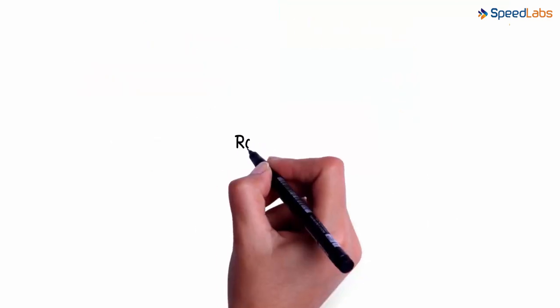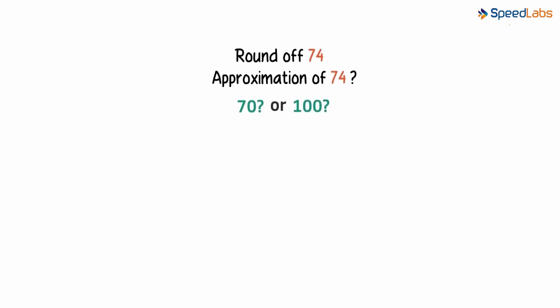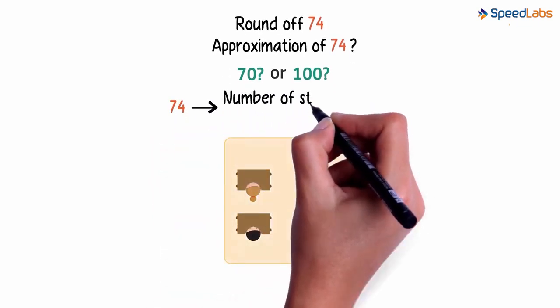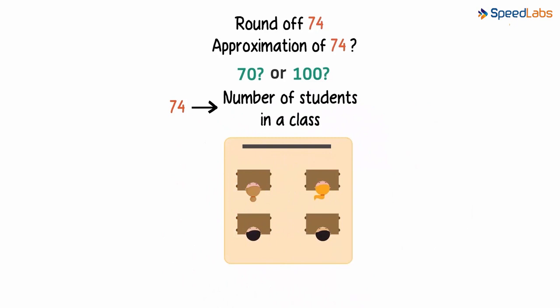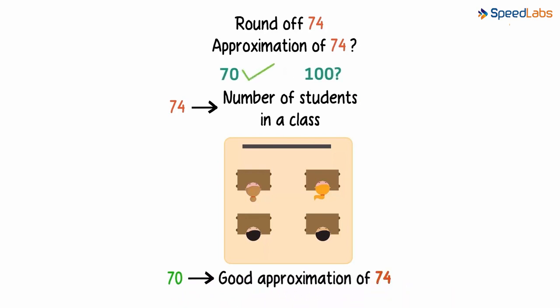For example, let's say we want to round off the number 74. What is the best approximation or estimation of the number 74 that you can think of? Is it 70 or 100? The answer depends on what 74 represents in the real world. Say the 74 represents the number of students present in your class on any regular day, say a Monday. Here, 70 is a good estimation of 74. However, 100 is not quite a good estimation here. There can't be that many students in a class. So we can say that around 70 students were present on Monday. So in this situation, 70 is a reasonably fair approximation of the number 74.